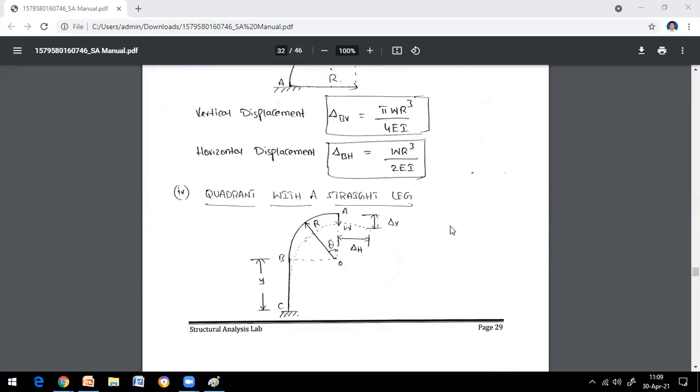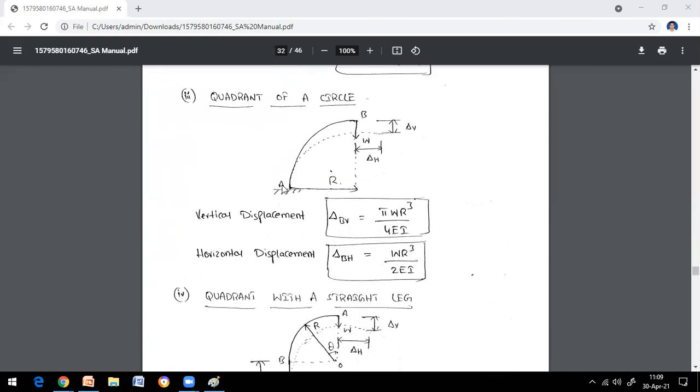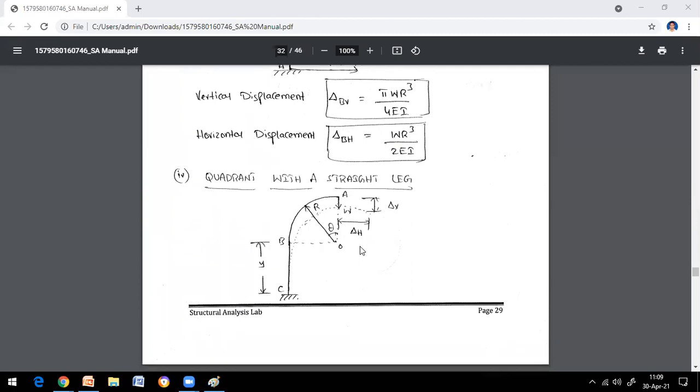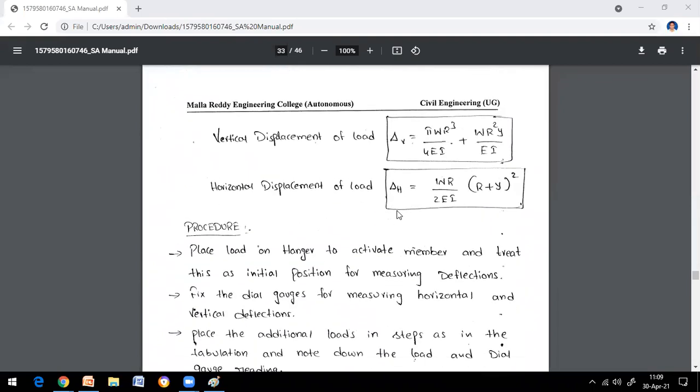And the fourth model is a quadrant with a straight leg. Here the quadrant is supported with a straight leg. In the fourth model you can see clearly the quadrant which is supported with some straight leg. Instead of having support here, there is a leg of height y where it is supported. Apply the load, and what are the deflections? Delta V and delta H. These two are framed here, where delta V is equal to this and delta H is equal to this.